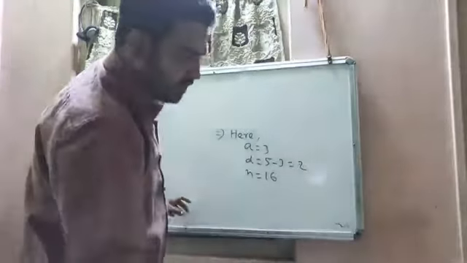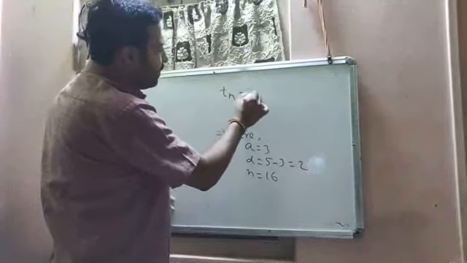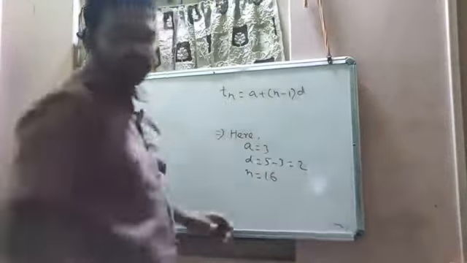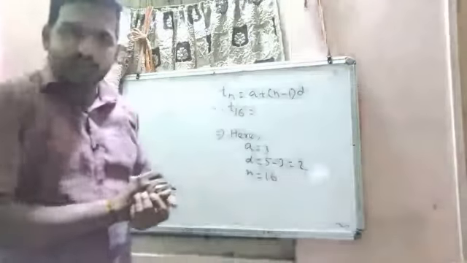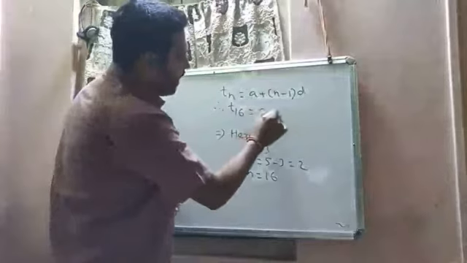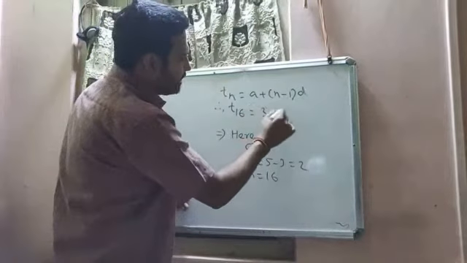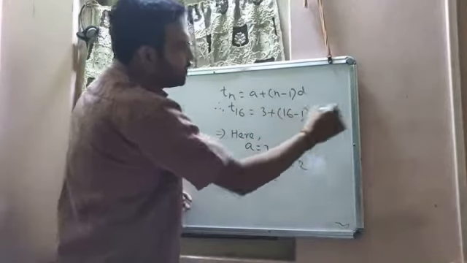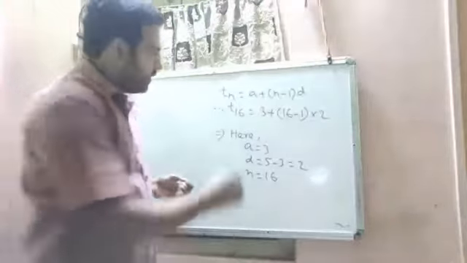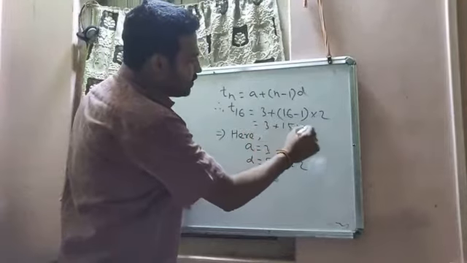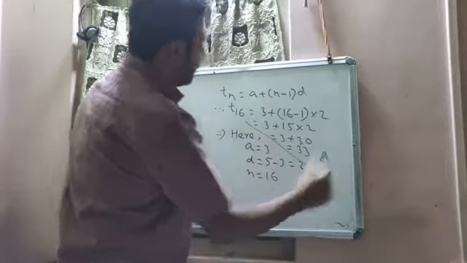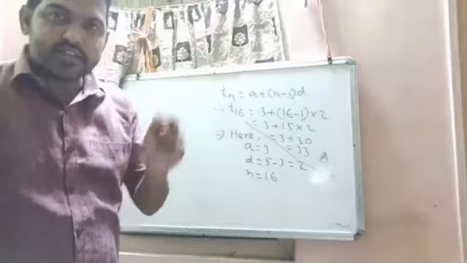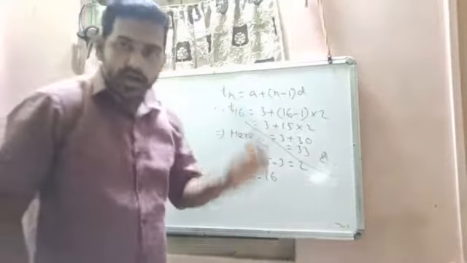As you know, from the formula, Tn is equal to A plus (N minus 1) into D. That is the formula we have learned. Therefore T16, the 16th term, is going to be A plus (N minus 1) into D. A means 3, plus N is 16, minus 1, into 2. So 3 plus 15 into 2. 3 plus 15 times 2 is 3 plus 30. 33 is the required answer. That is the 16th term. Understood?